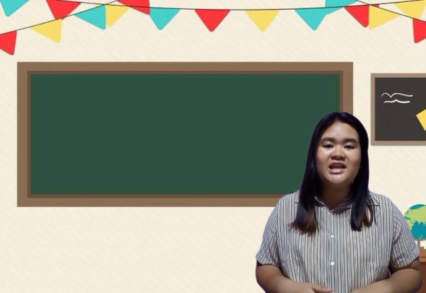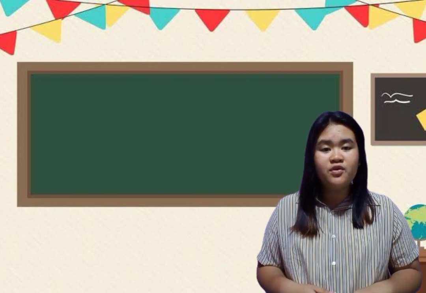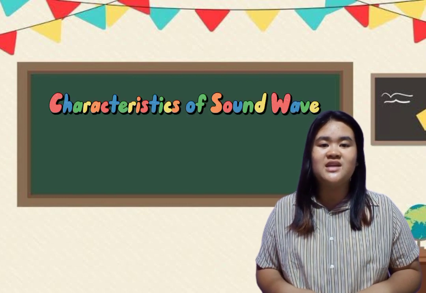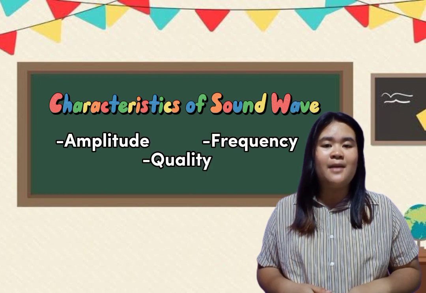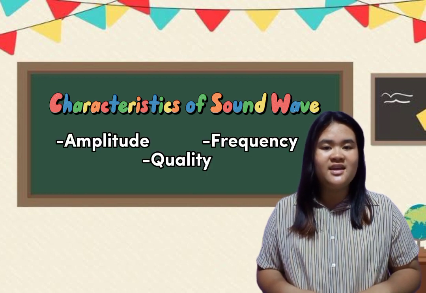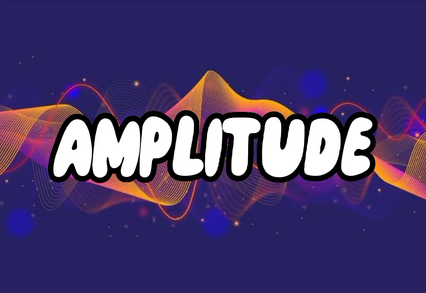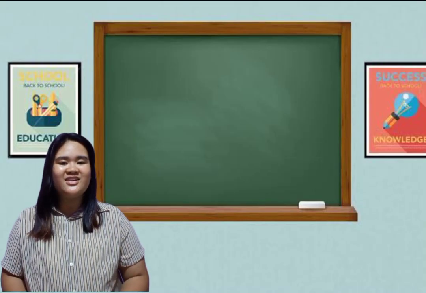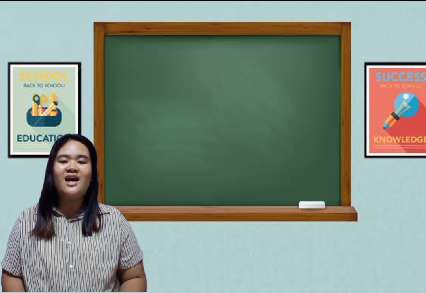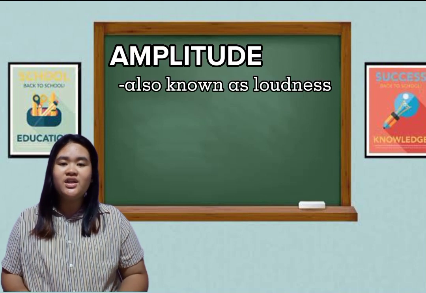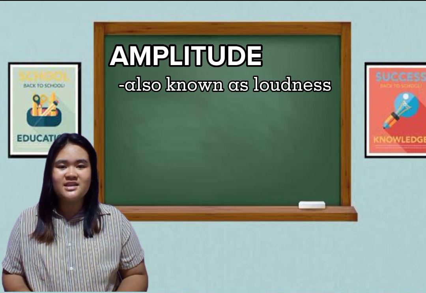Now that we have knowledge about sound wave, let's move on to the three characteristics of sound wave. We have here the amplitude, the frequency, and quality. For the first characteristic of sound wave, we have here amplitude, also known as loudness.